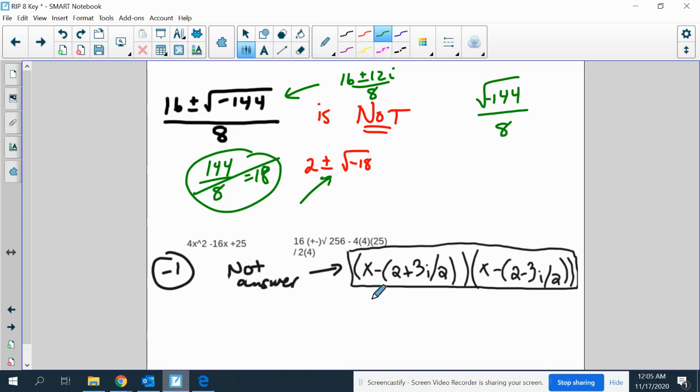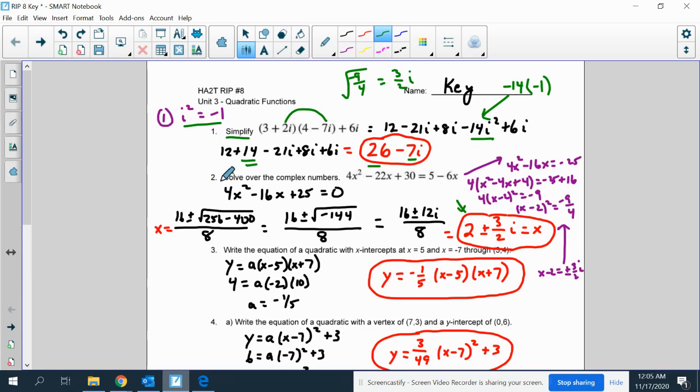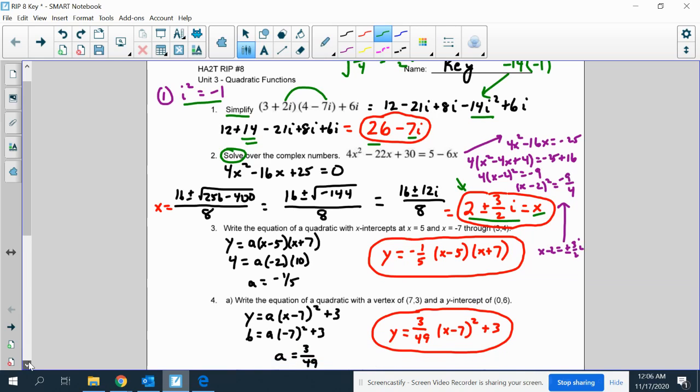Also, a lot of people made their answer some sort of factoring thing where it's written in intercept form. This is not the answer to the question. The question is asking us to solve. So if we are to solve, we have to get x equals something. We do not have something written in factored form as our final answer. So make sure that we are answering the question that they are asking.